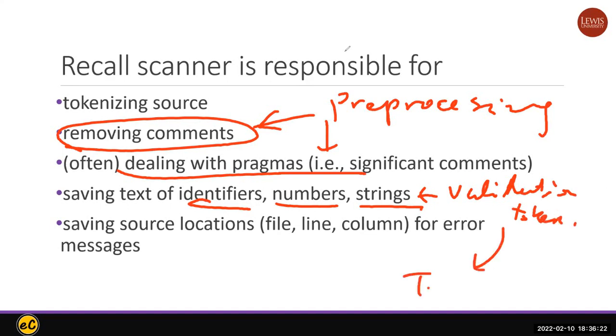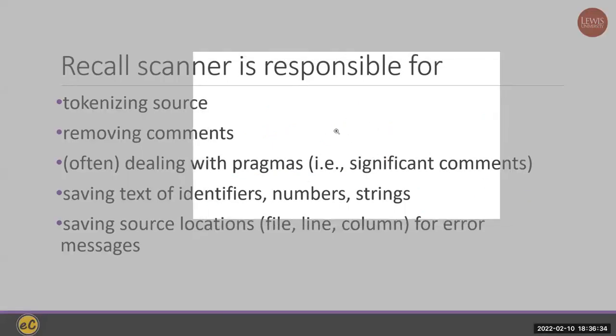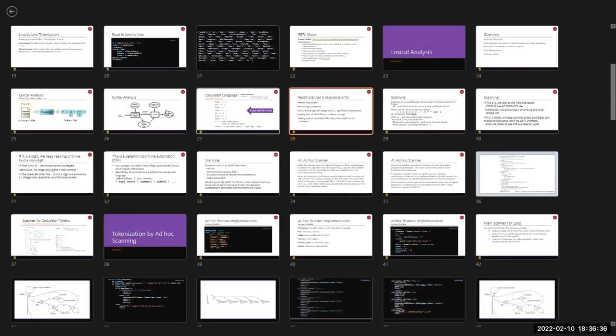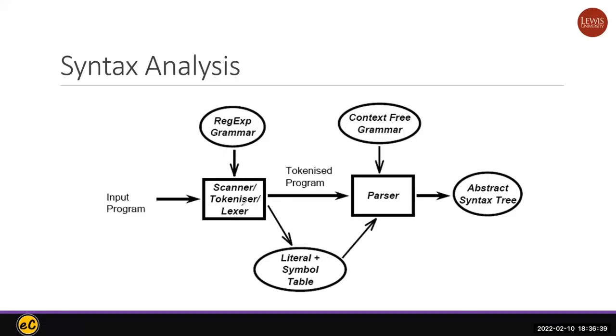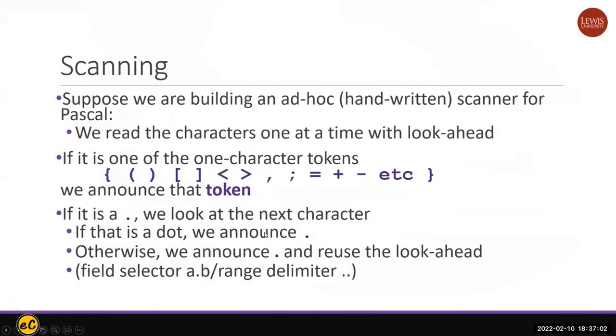And you save them into the so-called symbol table. The symbol table was in the previous slides. You will create a token and put that into the symbol table. That is the so-called saving the text of identifiers, numbers, and strings, and saving source locations such as file, line number, and column number for error messages. So these are the responsibilities of the scanner.